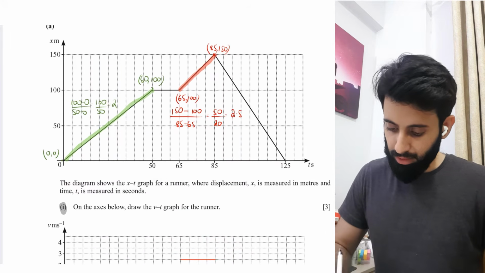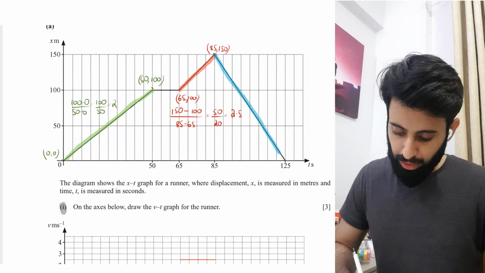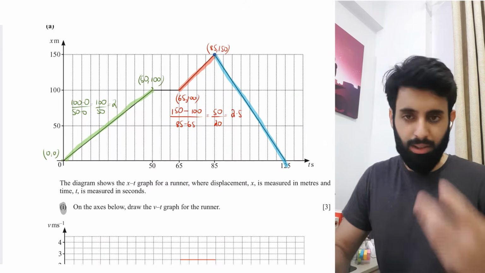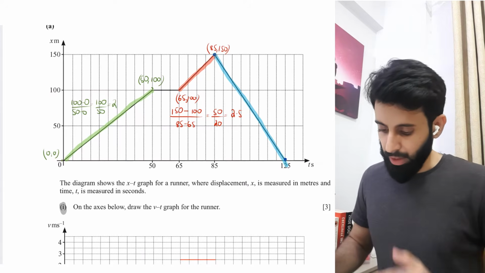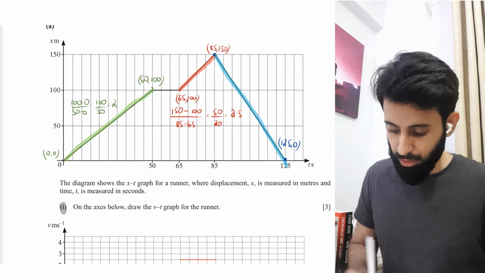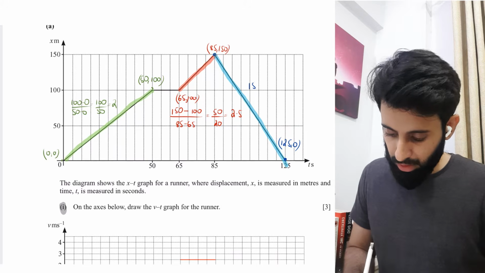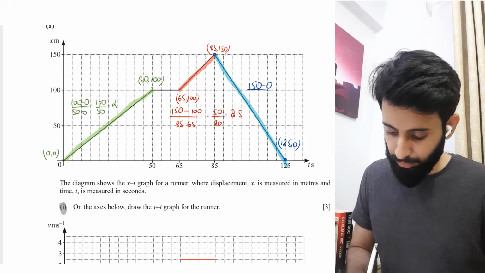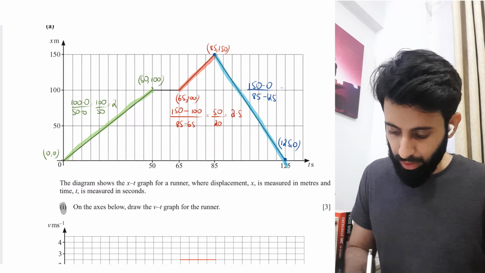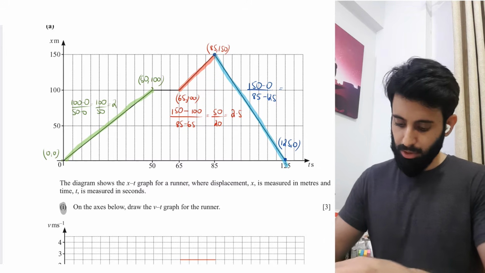Okay, now coming back, this is the part that I'm highlighting blue for you guys, and again I need 2 points so that I can work out the gradient, which will basically be the velocity. So I already have 1 point, 85, 150. The other point, however, is going to be 125 comma 0. So let's work out the gradient. So that's going to be 150 minus 0 over 85 minus 125. Okay, y2 minus y1 upon x2 minus x1.